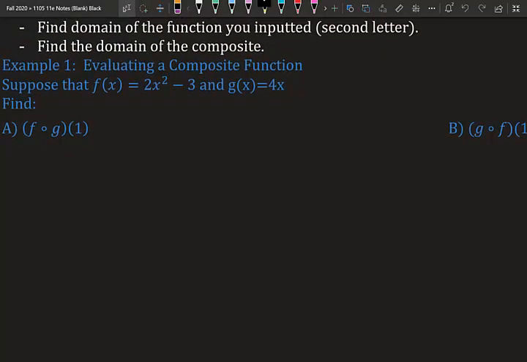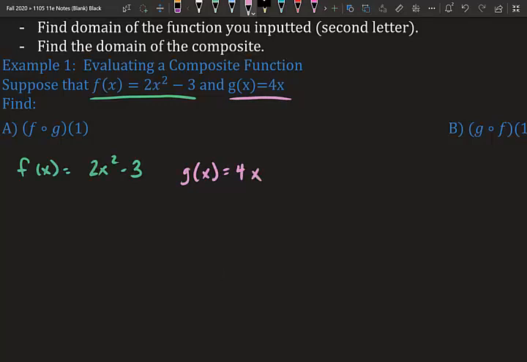Suppose that f of x equals 2x squared minus 3 and g of x equals 4x. Find f composed with g of 1. Let's just take this piece by piece. We have our f of x, so f of x equals 2x squared minus 3. And then we have our g of x, which is 4x.